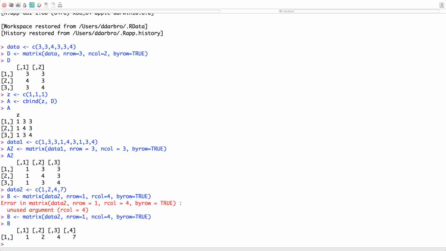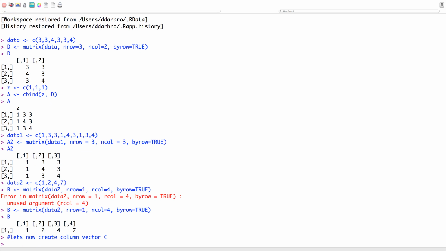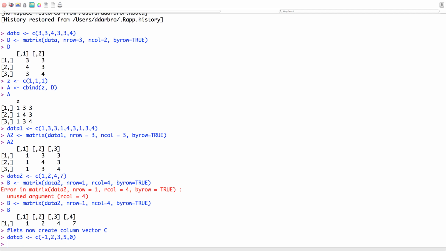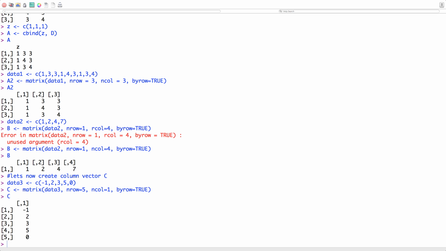All right, let's create a column vector. Let's now create column vector C. Let's call this data3, and we have negative 1, 2, 3, 5, 0. We want to call this C. So we have matrix of data3, nrow equals 5, ncol equals 1, and we entered our data by byrow equals TRUE. So matrix C is exactly what we need.